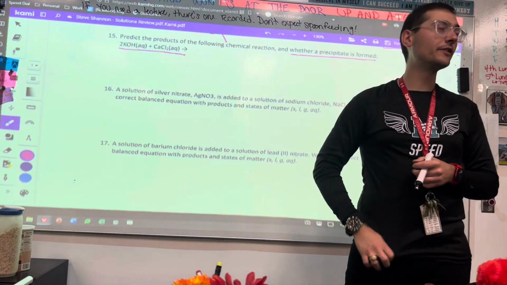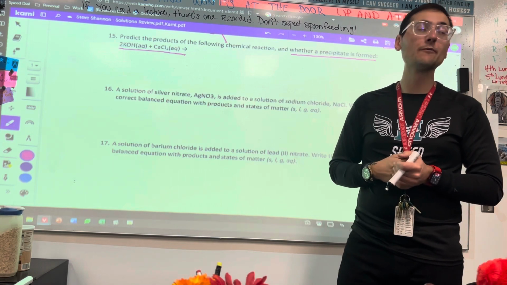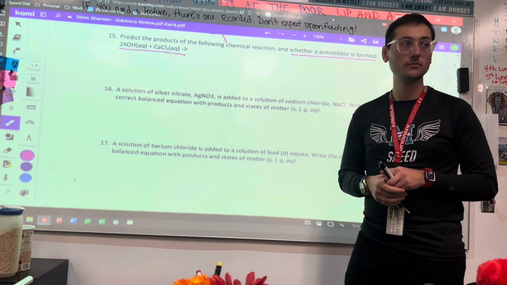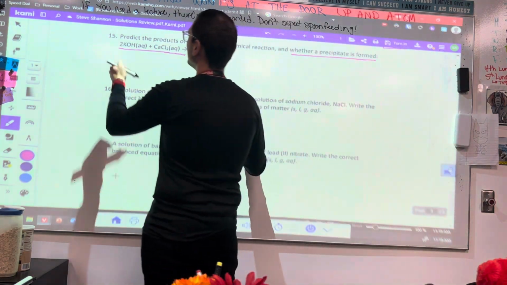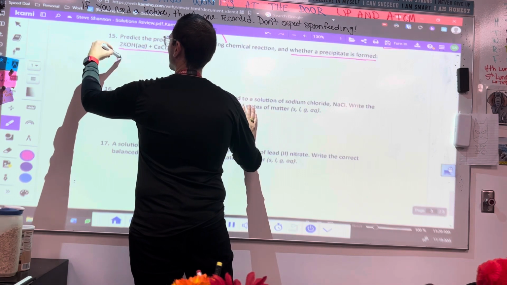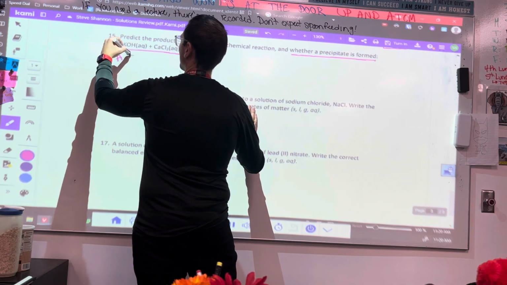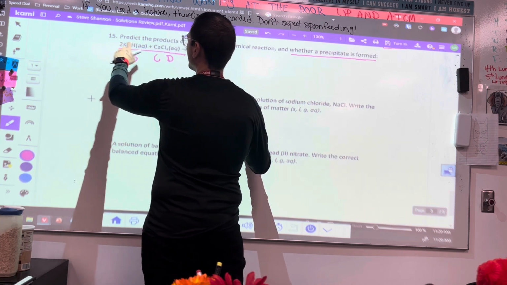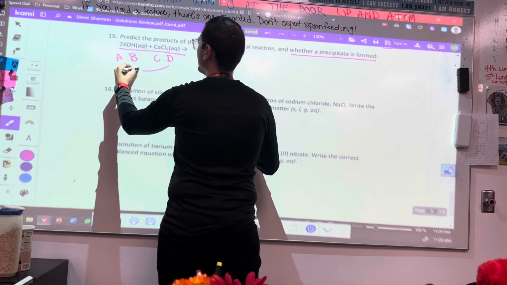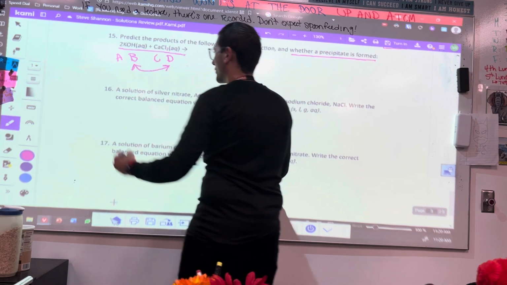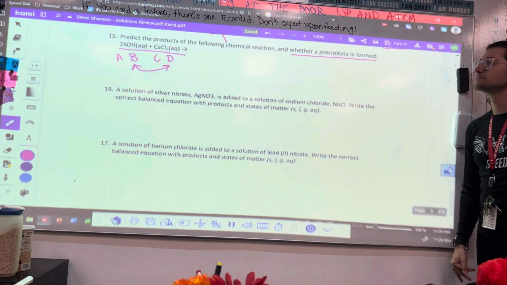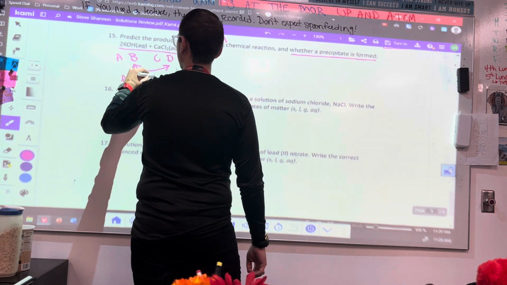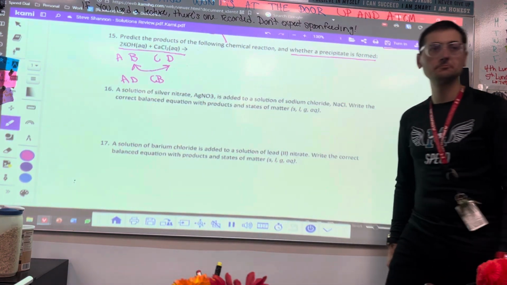Well, this is a double replacement reaction. Every single reaction where you're asked to predict these products, they're going to be double replacement. Okay? That means we need to keep, let's say we have A, B, C, D. We need to keep potassium and calcium where they are, and we need to switch OH and chloride, so that we get AD, CB as our products.